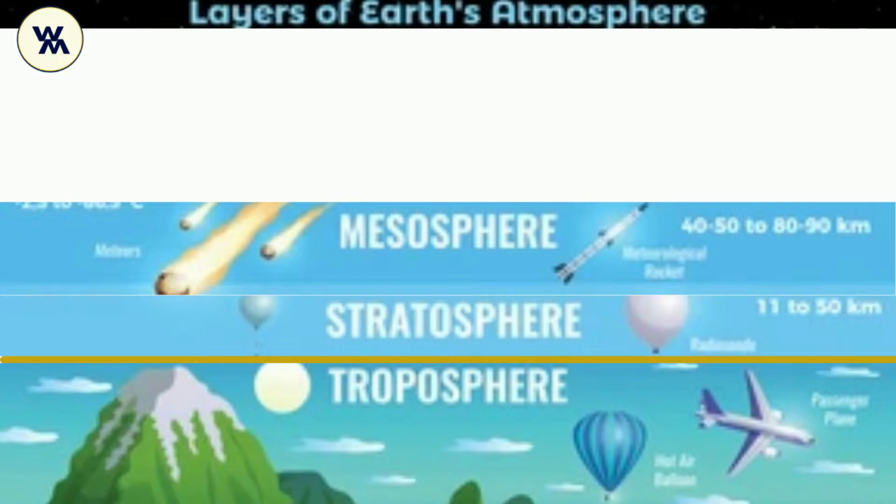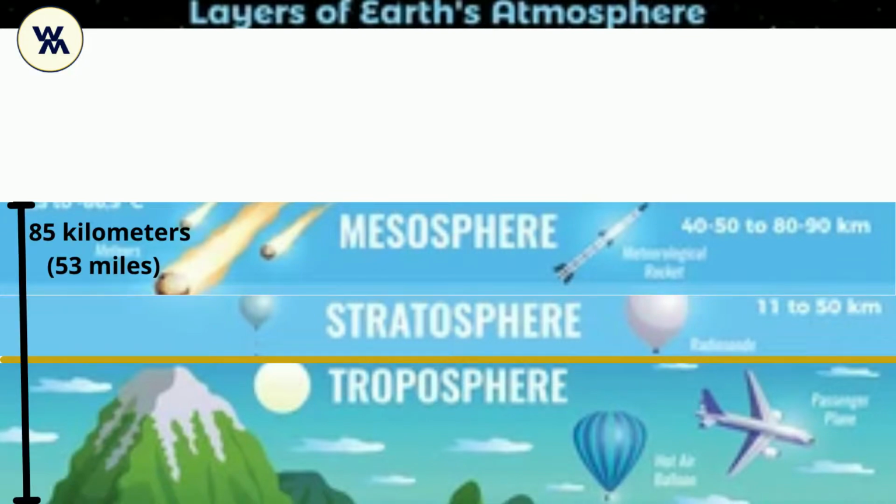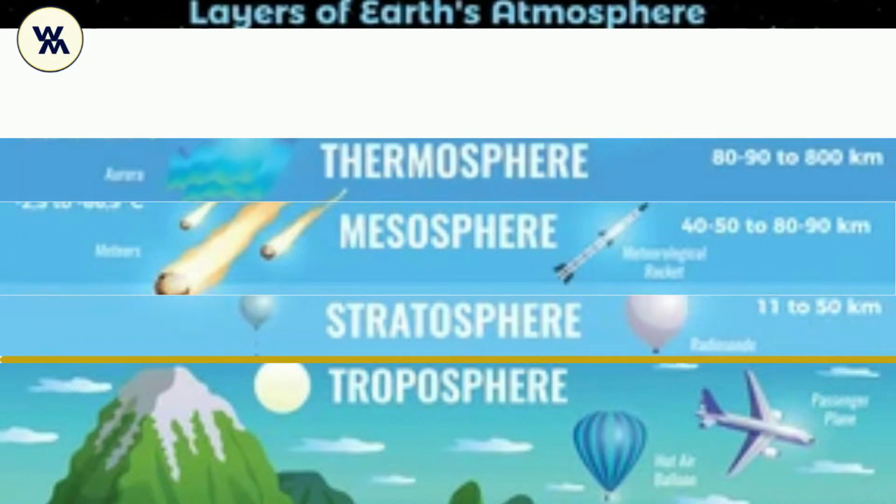Above that is the Mesosphere, which reaches as far as about 85 kilometers, which is 53 miles above the Earth's surface. The temperatures decrease in the Mesosphere with altitude. In fact, the coldest temperatures in the atmosphere are near the top of the Mesosphere, about minus 90 Celsius, which is minus 130 Fahrenheit. The atmosphere is thin here, but still thick enough so that meteorites will burn up as they pass through the Mesosphere, creating what we see as shooting stars. The upper boundary of the Mesosphere is called the Mesopause.